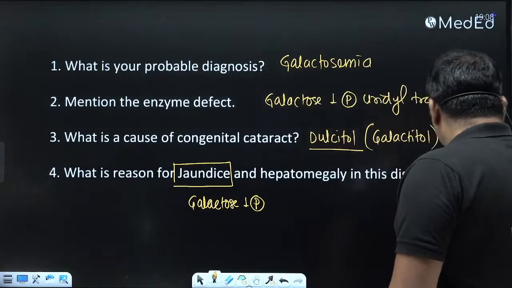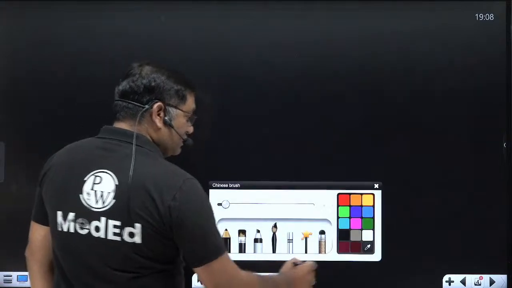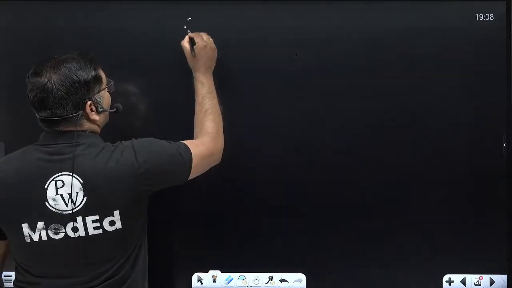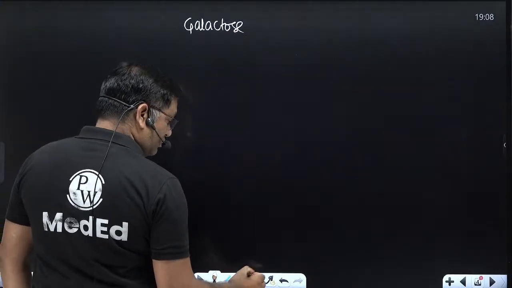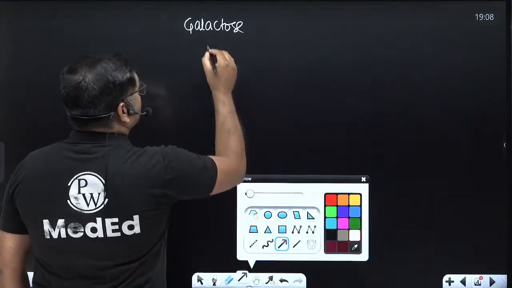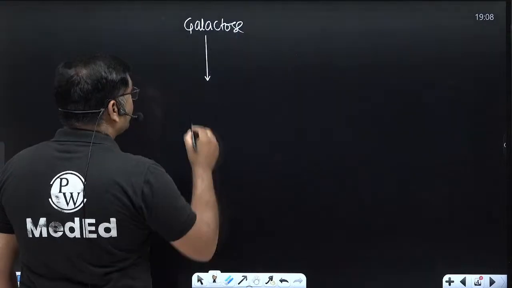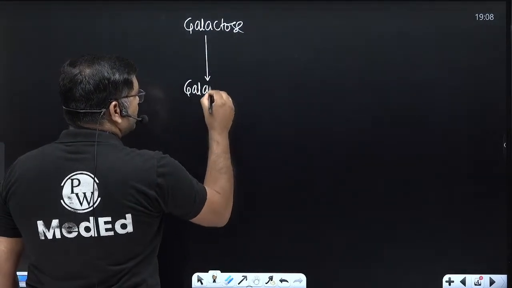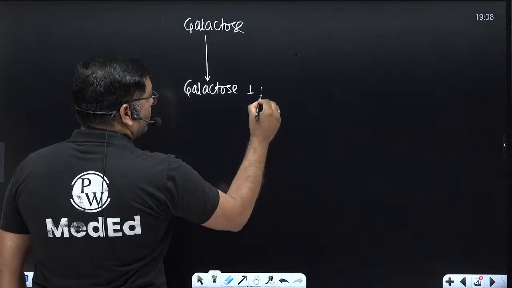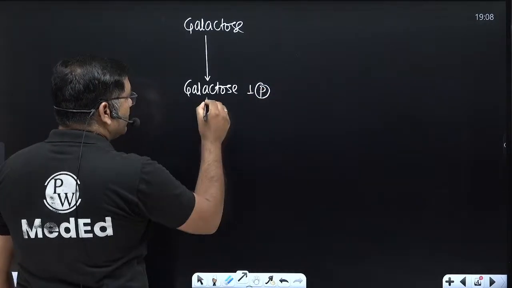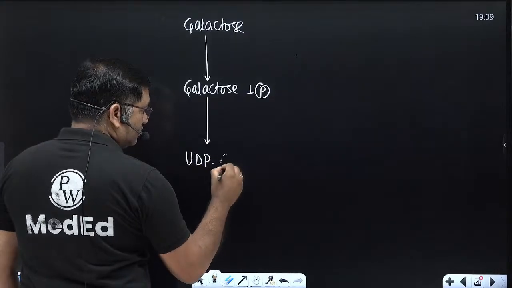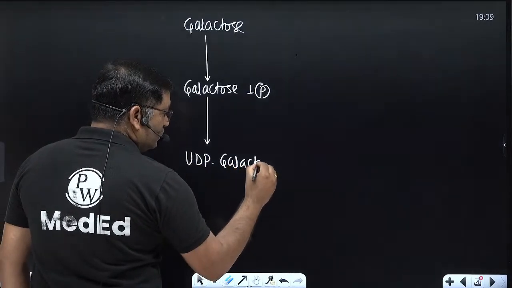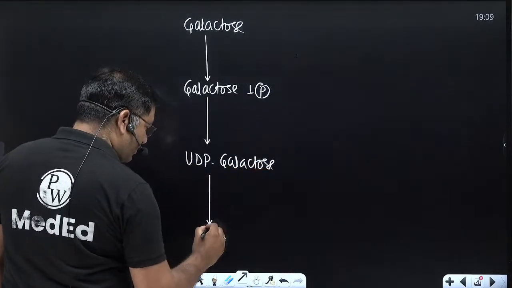Now see the pathway of galactose metabolism in short. Here galactose is phosphorylated into galactose 1 phosphate, and this galactose 1 phosphate is converted into UDP galactose, and this UDP galactose is converted into UDP glucose.